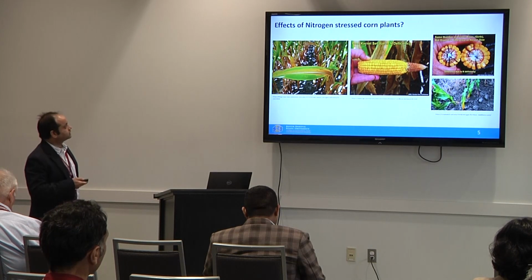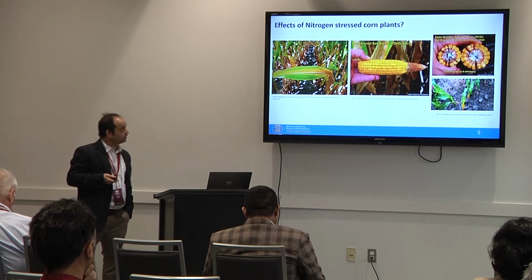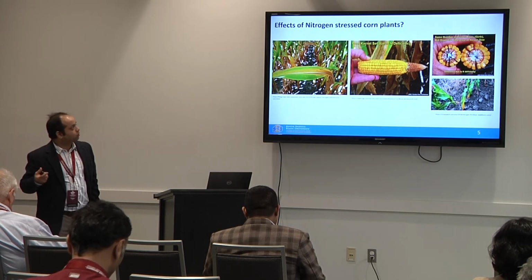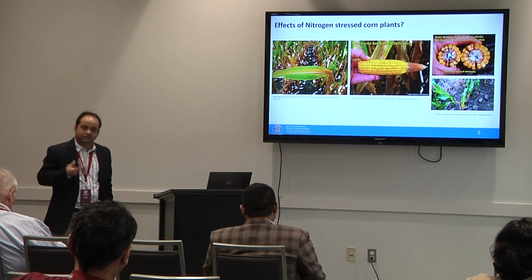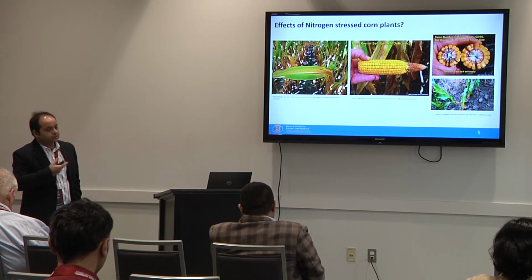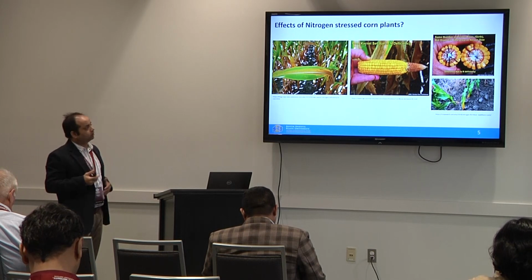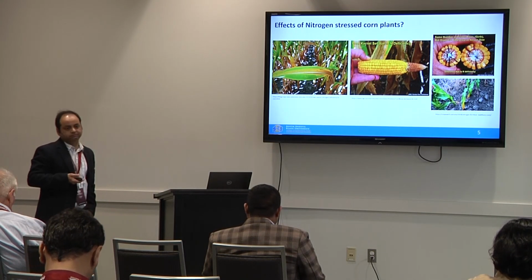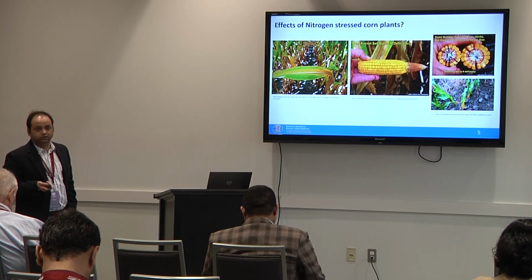So let's see what corn plants look like when they are nitrogen deficient. First of all, they show visual symptoms on their foliar surfaces, the leaf surfaces. They start yellowing, their kernels are reduced, and their overall biomass also gets reduced, and that ultimately results in a deficiency of corn yield.